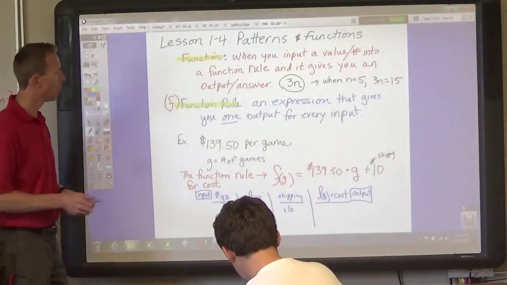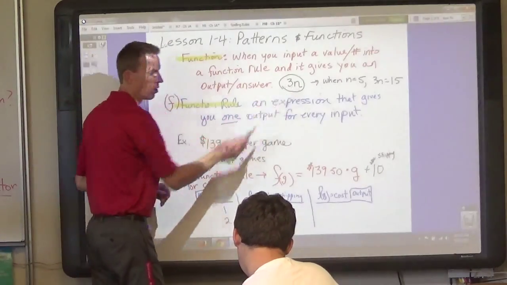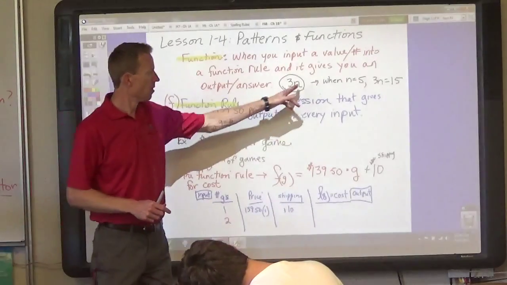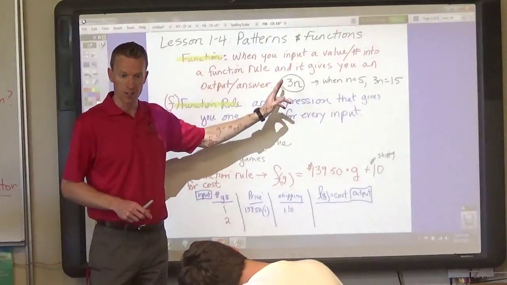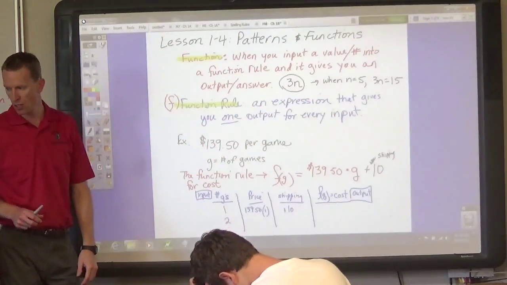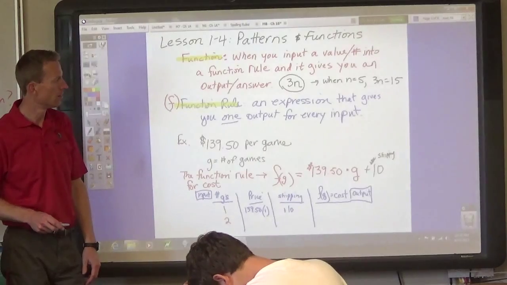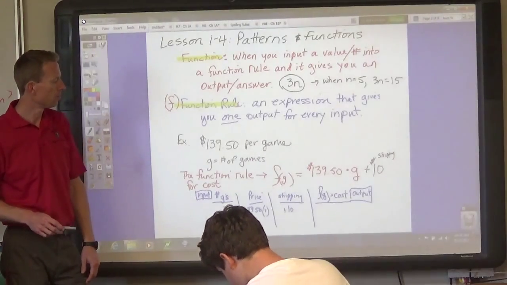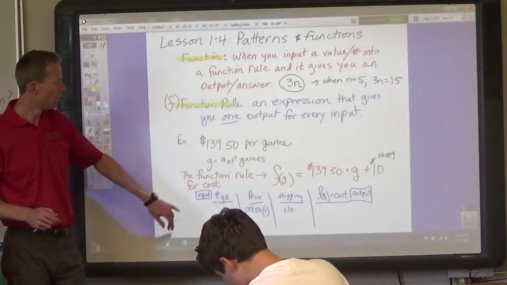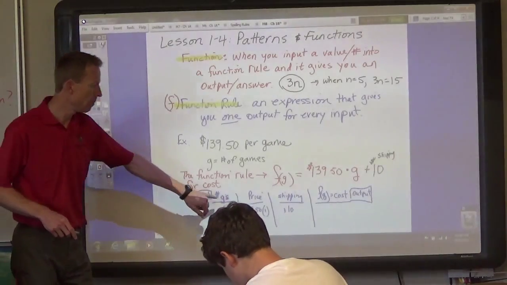Okay? Now, what we call that then is a function rule. It's a rule for the number of feet to yards, or the number of yards to feet. There's a function rule that you can write for that. Okay? Now, functions are often written in tables.